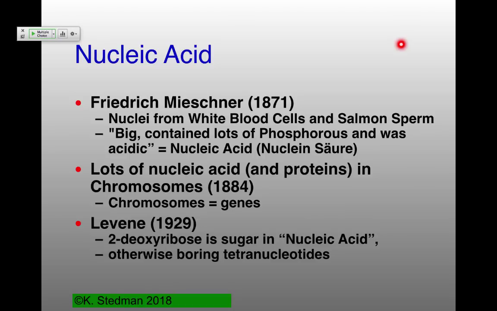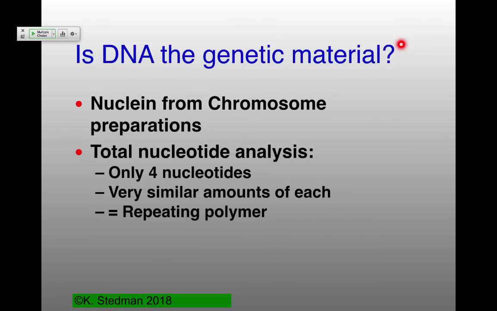So for a long time, and particularly Phoebus Levene, who took nucleic acid and broke it into pieces, said C's, A's, T's, and G's are about all the same, kind of boring. How could that be genetic material if it's all the same? There's no information there, whereas proteins have a lot of information to them. So that was sort of the beginning part, and this is just an overview. Is DNA the genetic material? No way, it can't be. Only 4 nucleotides, probably just a repeating polymer holding all the proteins together, and it's those proteins which are actually the genetic material.